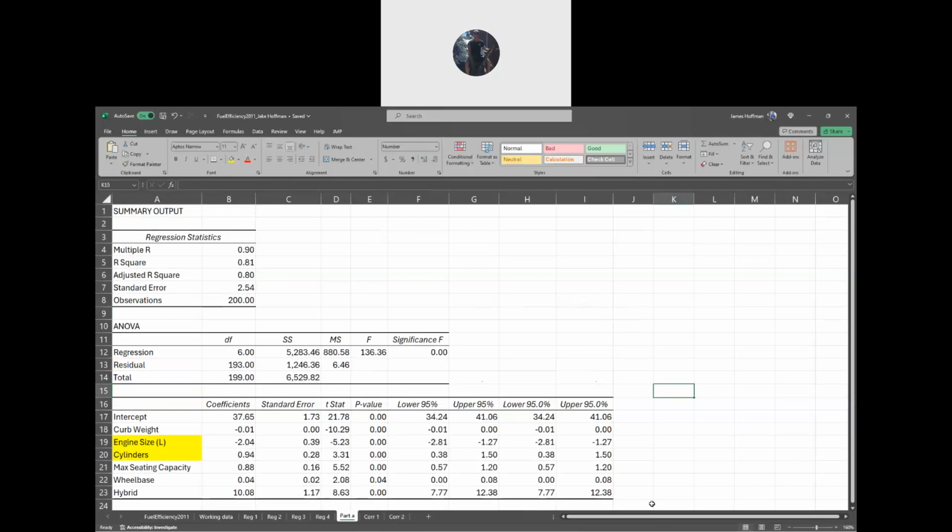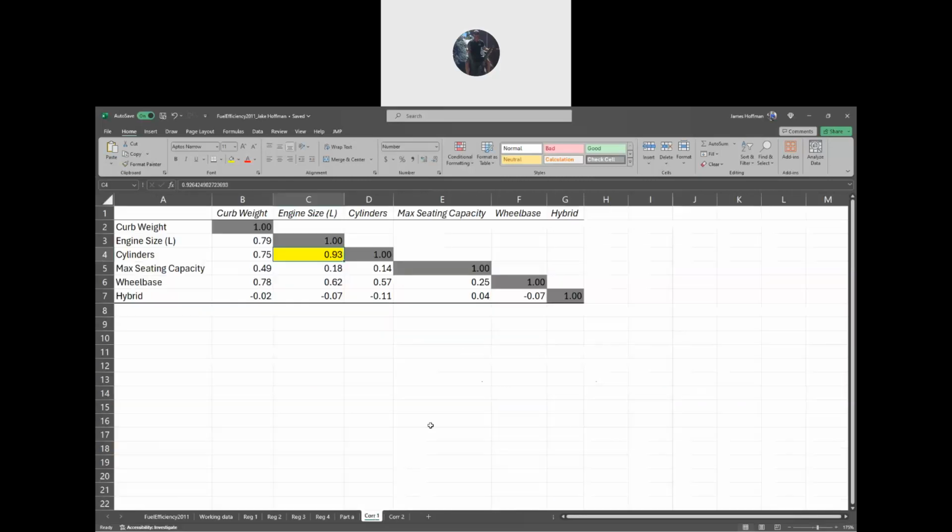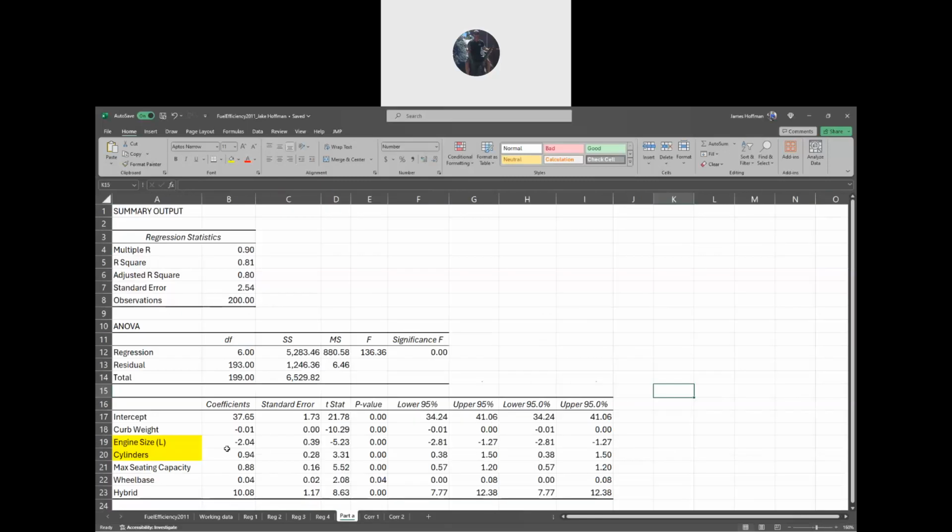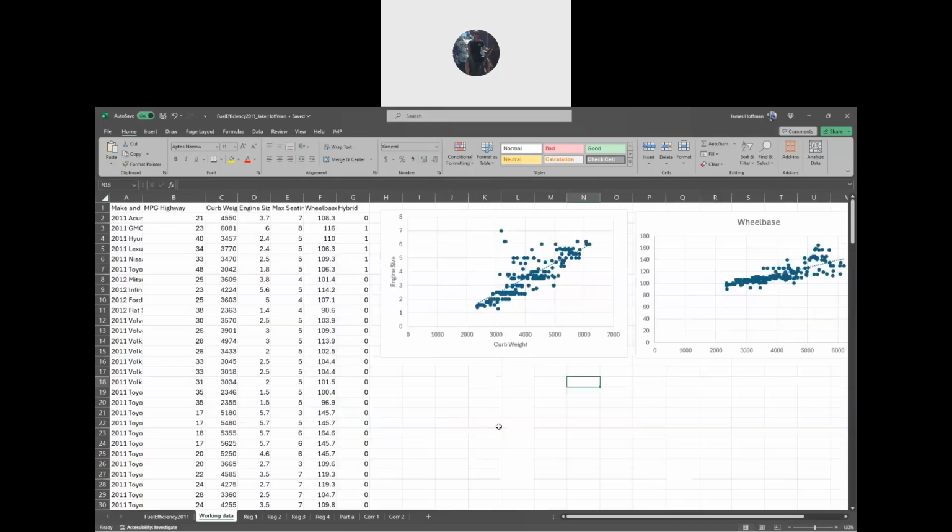So I guess what we should do next time, because we're running out of time, is we'll come back here, or you can try it at home, but what we would do is look at the correlation matrix, choose between engine size and cylinders which one to take out, which would be cylinders, and then run it again and start again. But back to this part.